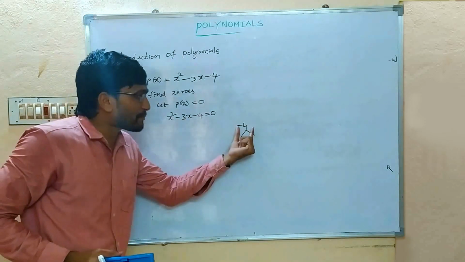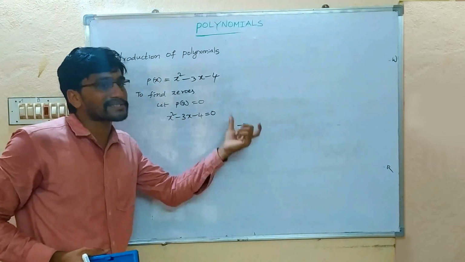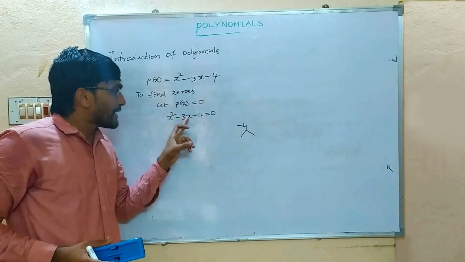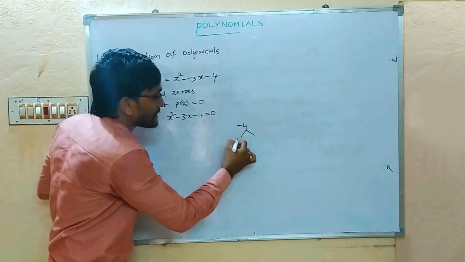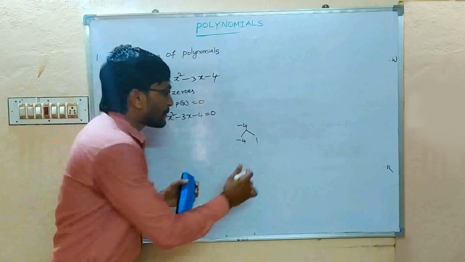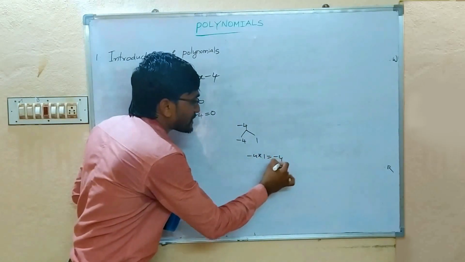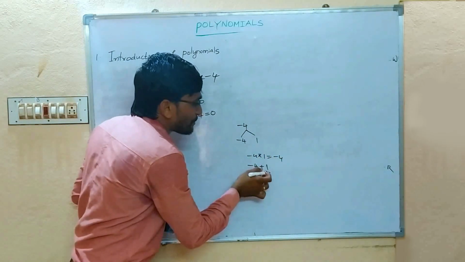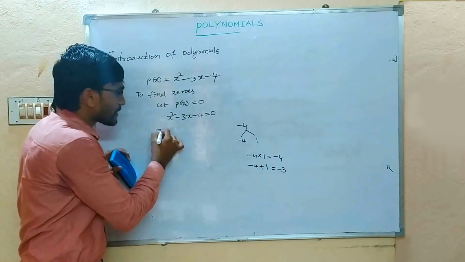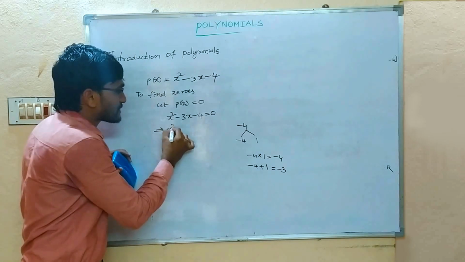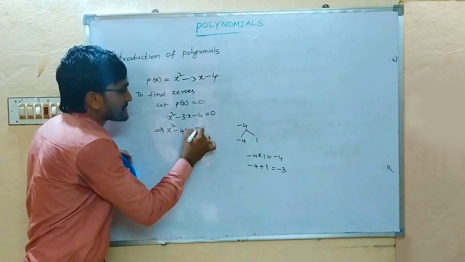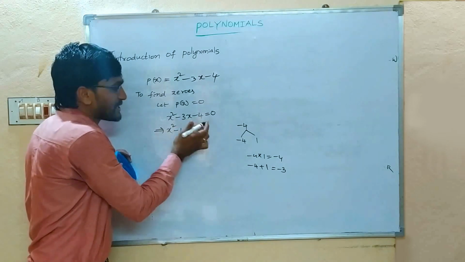So how do we split minus 4 into two factors? The sum of the two factors must be the middle term coefficient. The x coefficient is minus 3. So I write it as minus 4 into 1. Minus 4 into 1 is minus 4, and the sum minus 4 plus 1 is equal to minus 3. So we split the middle term. This I write as x square minus 4x plus x, and minus 4x plus x is minus 3x, minus 4 equals 0.